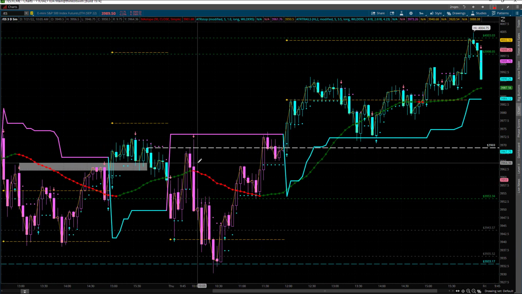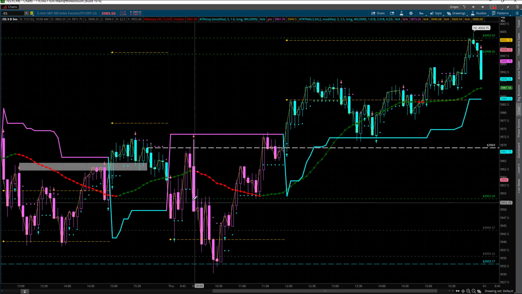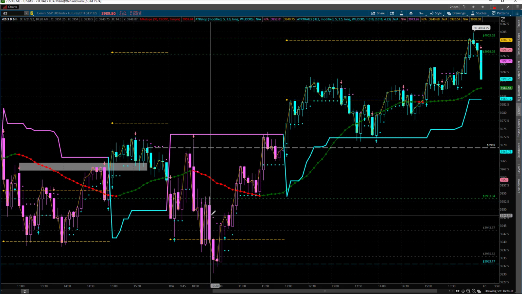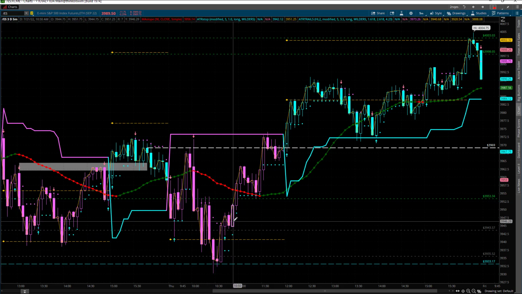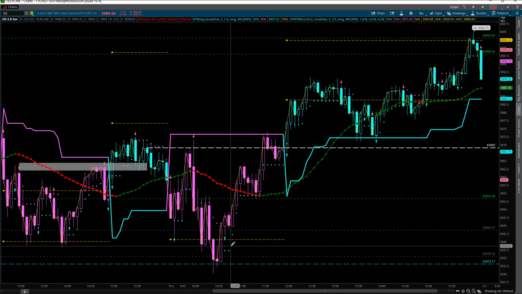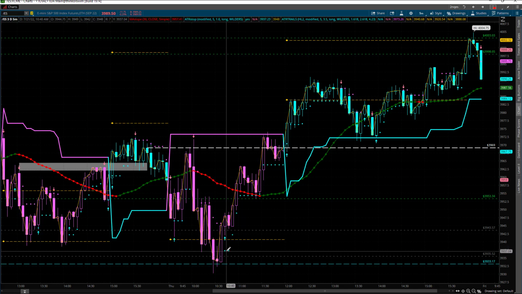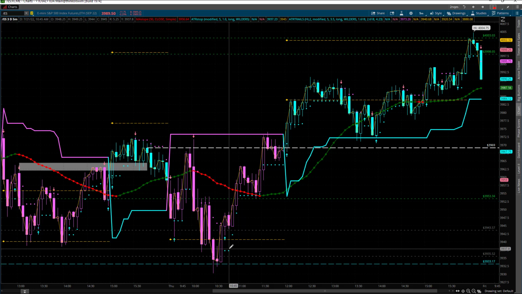One of the things that I really look for is confirming a low. What do we all want to do? We want to be on the right side of the trend, and one of the things I use to confirm that I'm going to be trading on the right side of the trend is to look at what side these dots are, specifically on the 5-minute chart.